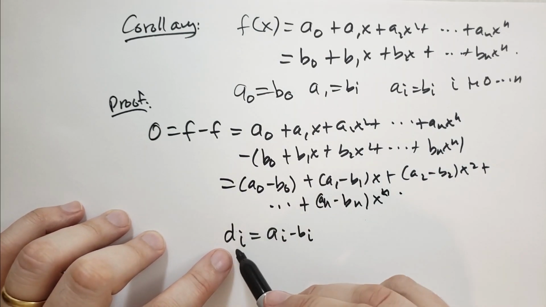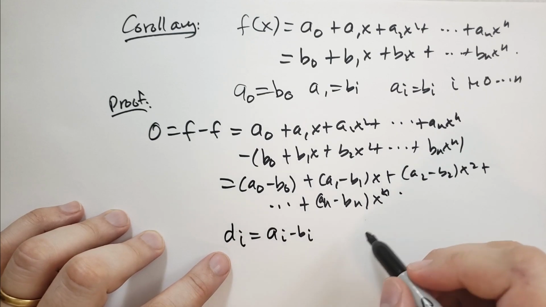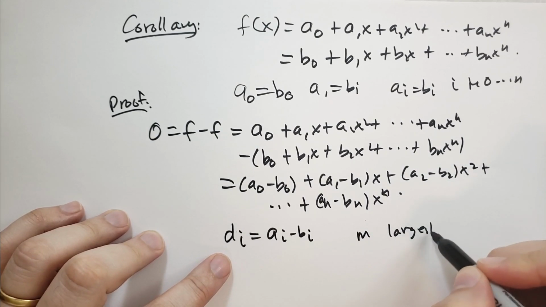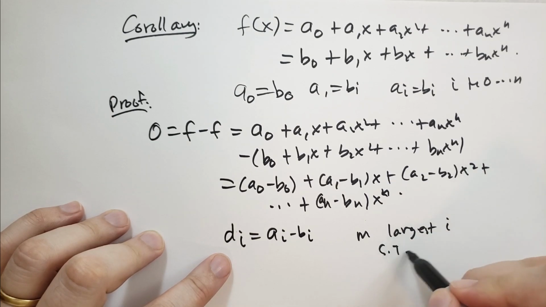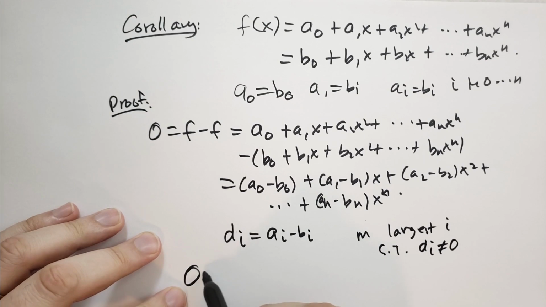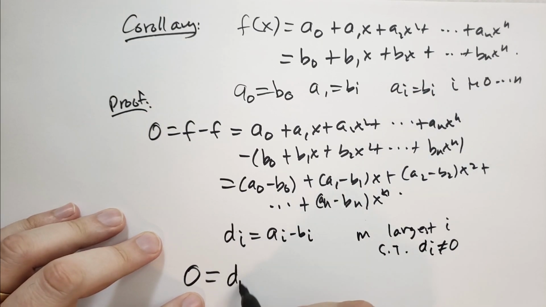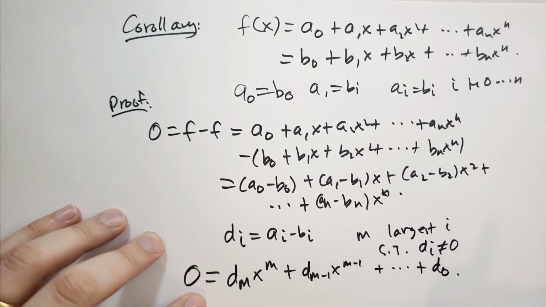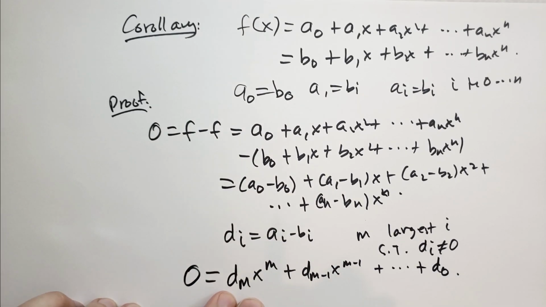Suppose that some of these di were not 0. So we take the largest di. So we're going to say m is the largest i such that di is not equal to 0. And then we can rewrite the 0 function as dm x to the m plus d(m minus 1) x to the m minus 1, all the way up to d0, okay? Now, this guy has to be non-zero. The rest could be 0.